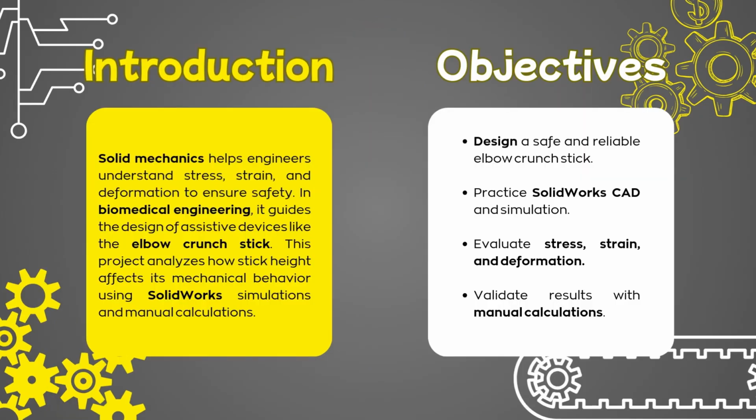A simple rehabilitation device may look harmless, but it still needs to withstand repeated user forces during daily use. If the structure is not properly designed, it may deform or fail and affect user safety. In this project, we use solid mechanics principles to analyze the safety and structural performance of an elbow crutch stick used in rehabilitation. The main goal of this project is to design a simplified elbow crutch stick and study how changes in stick height affect its mechanical behavior.